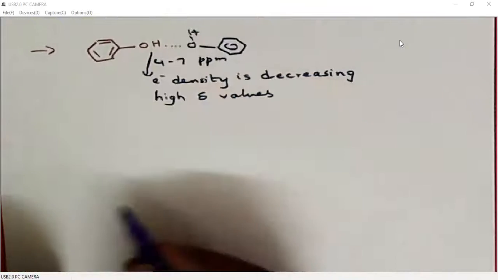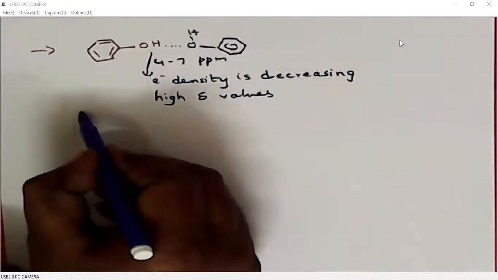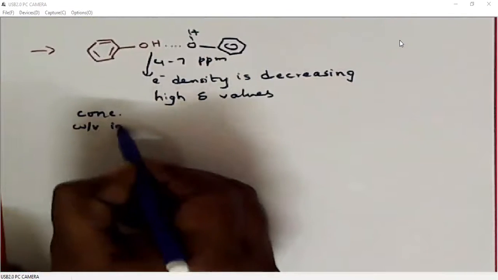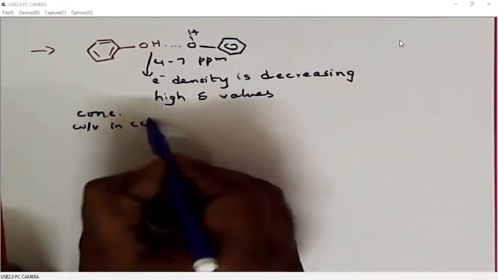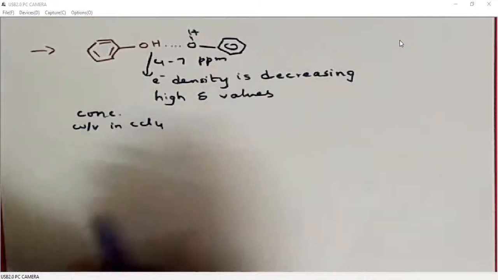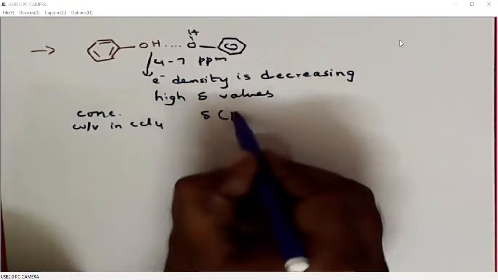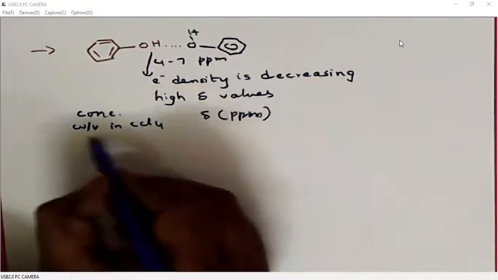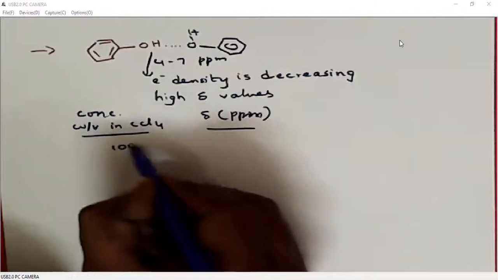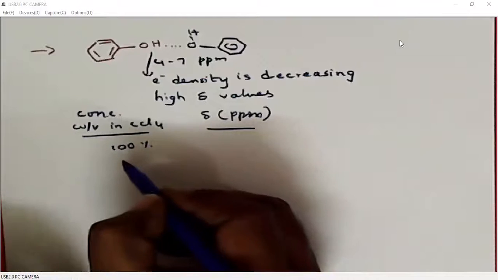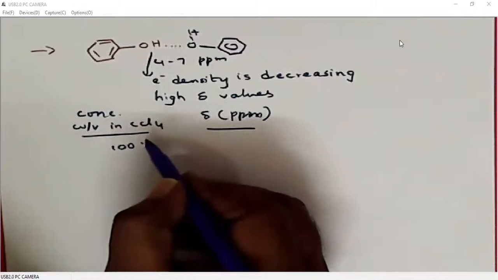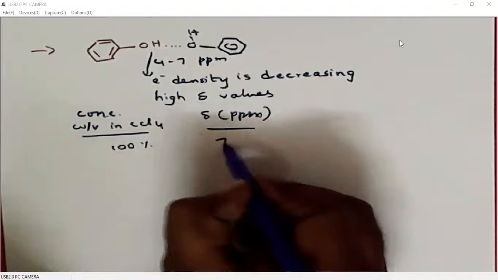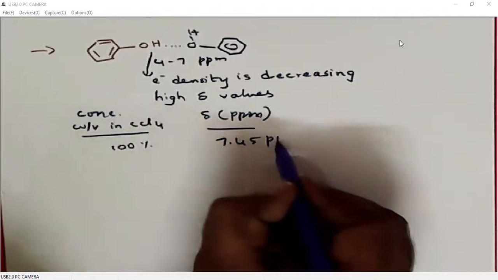For example, consider this phenolic proton when it is dissolved in CCl4, and how it changes its delta value based on the concentration. For example, if it is 100% concentration, that means take 2 ml of phenol and 2 ml of CCl4. At 100% concentration, it gives a peak at 7.45 ppm.